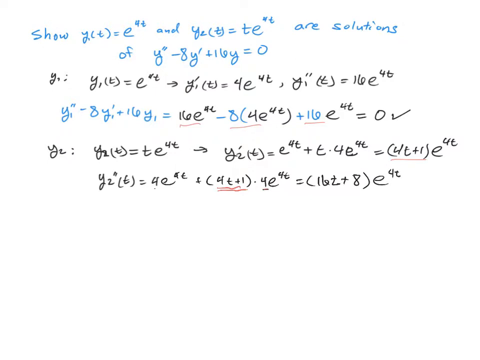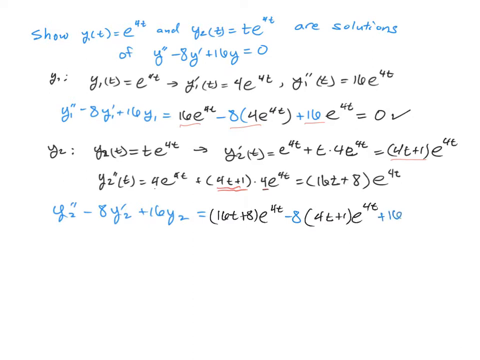Once again, we substitute into the original differential equation. And when we substitute in, we're going to have the y double prime we just found, which was 16t plus 8 e to the 4t. Then we've got minus 8 times our first derivative, which is 4t plus 1 e to the 4t. And then plus 16 times the y2 function, which is again t e to the 4t.